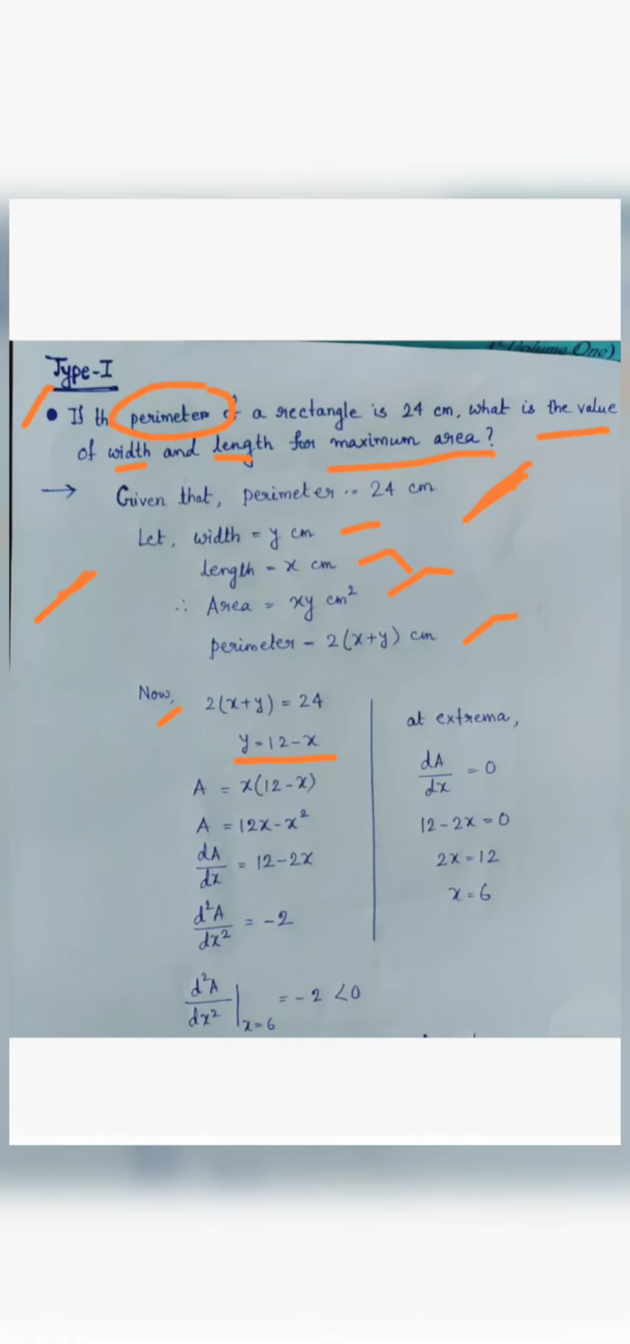Now here we put the value of y, or you can also find x equals 12 minus y and put it in the area. Whatever you can do. So now A equals x into y, and instead of y we put the value 12 minus x. So A equals 12x minus x square. Then we follow the same steps as in the previous method.